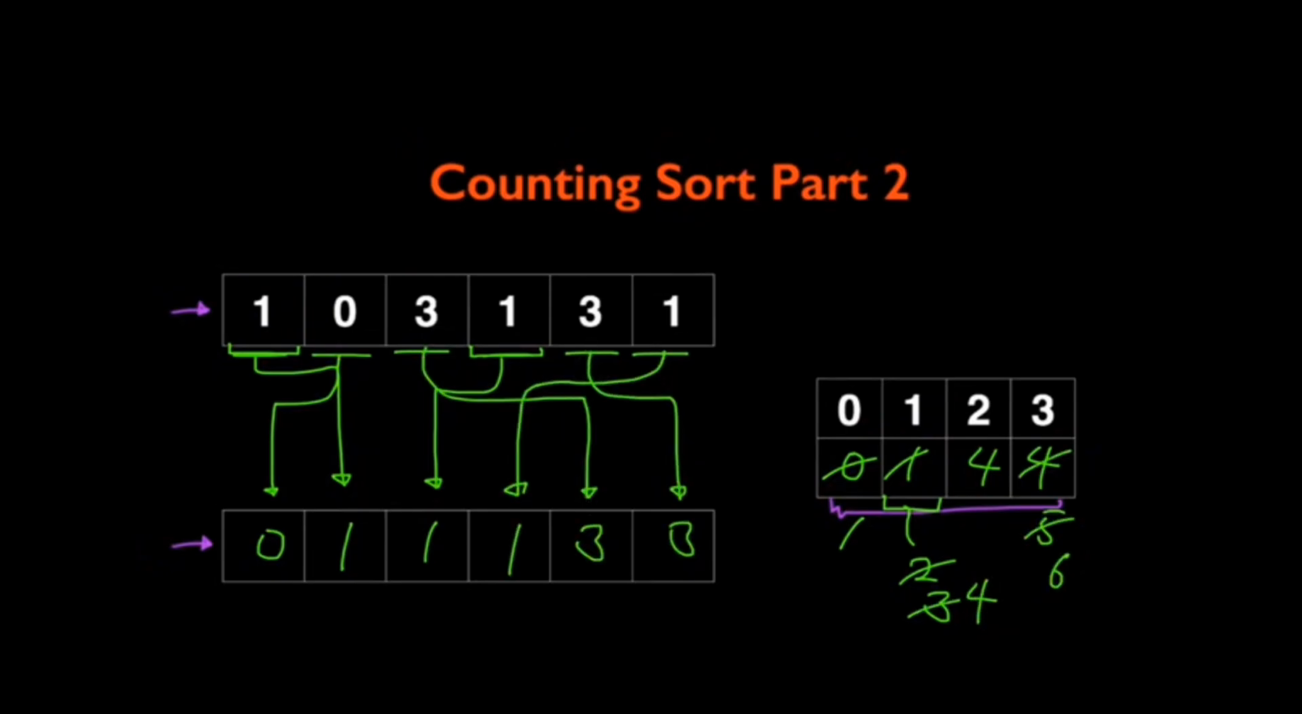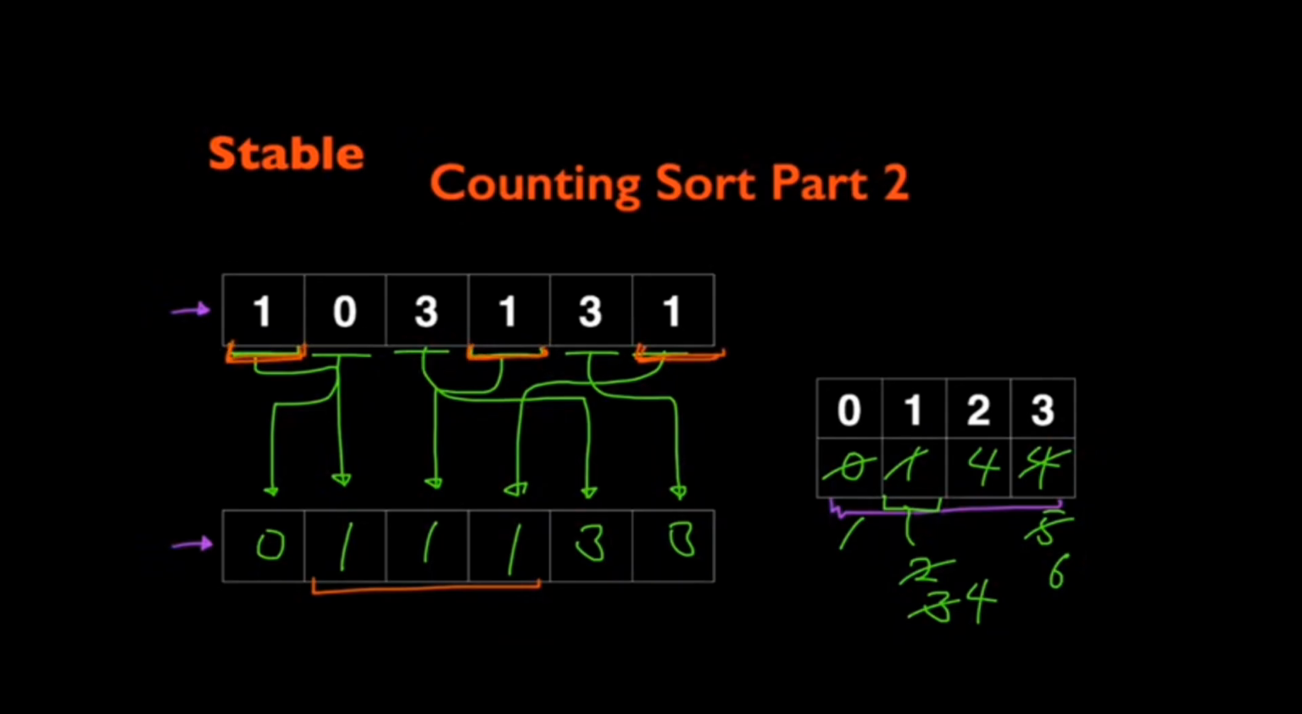Now, you might have noticed that this process makes counting sort a stable sorting algorithm. What that means is that if you look at different instances of the same value, for example the number 1, the order in which they appear in the new sorted array is exactly the same as the order in which they appear in the original array.